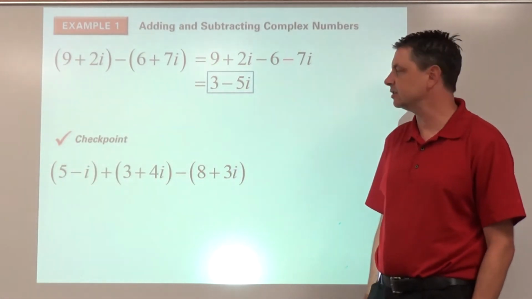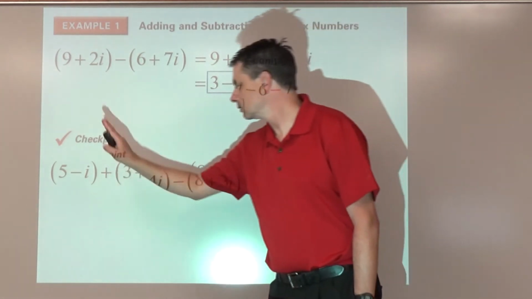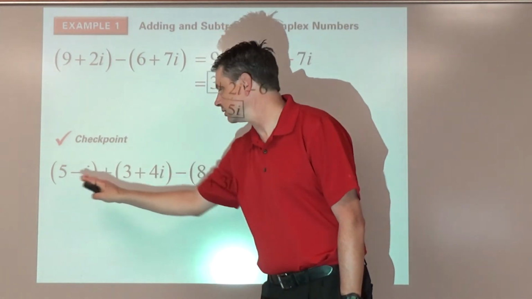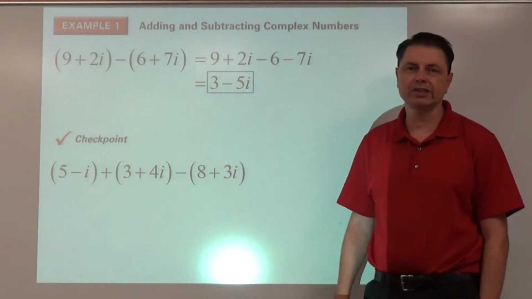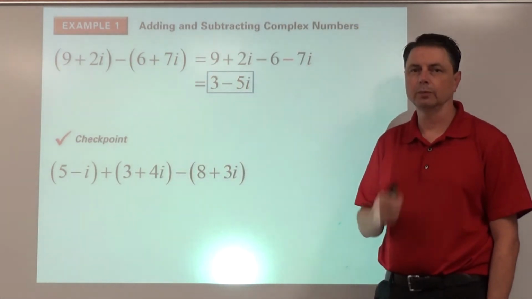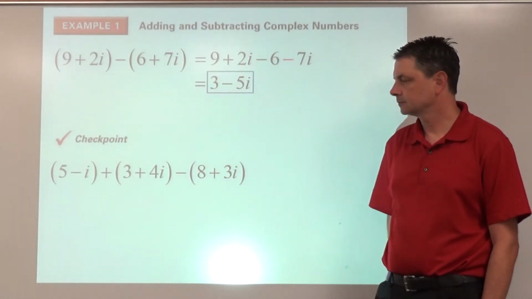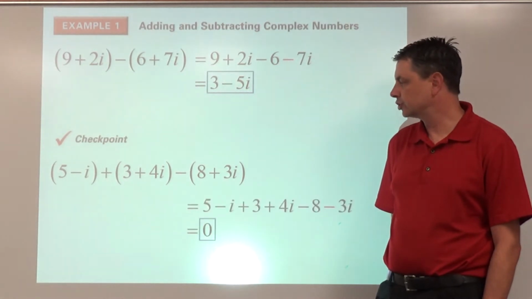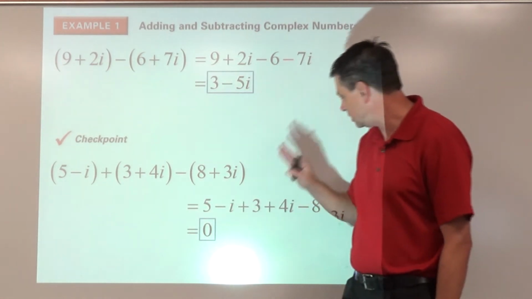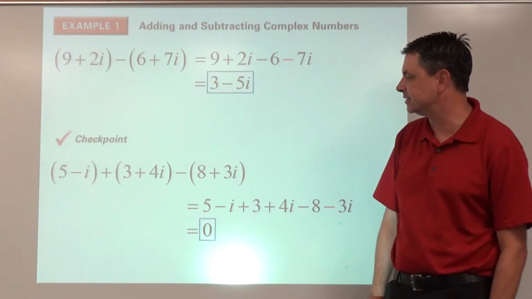Checkpoint, go ahead and pause the video here. This imaginary number plus this one minus this one. Make sure it's in standard form. Go. You should have gotten, if we roll out, everything kind of cancels out. We get 0.